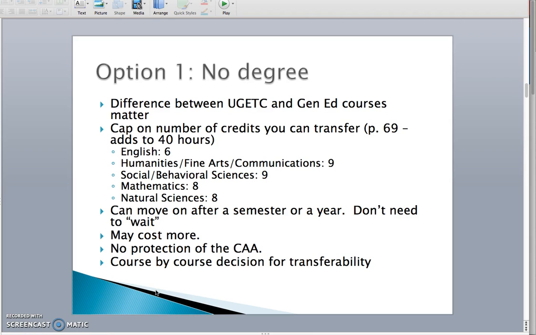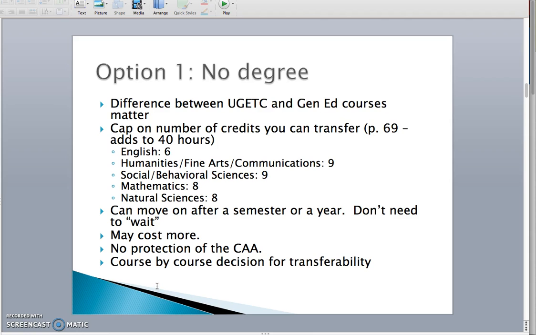So the first option is not to get a degree at the community college, and that is a completely viable option. What it means, though, there's some pros and cons. The pro is that you won't have to wait necessarily. You don't have to complete your AA or AS, and then you can go on and transfer whenever you're ready. Some things to know, though, there are also costs. So for instance, there's a big difference between the UGTC course and the regular gen ed courses because the institution decides on a case-by-case basis whether or not it will transfer.